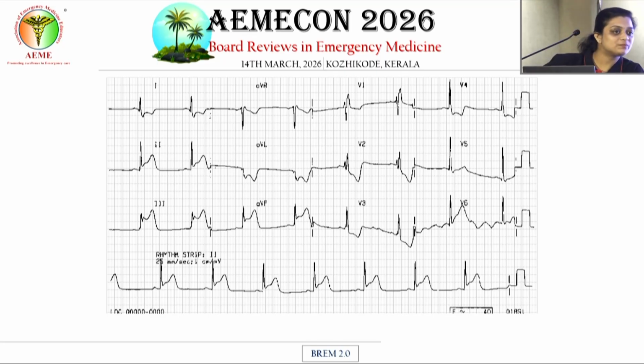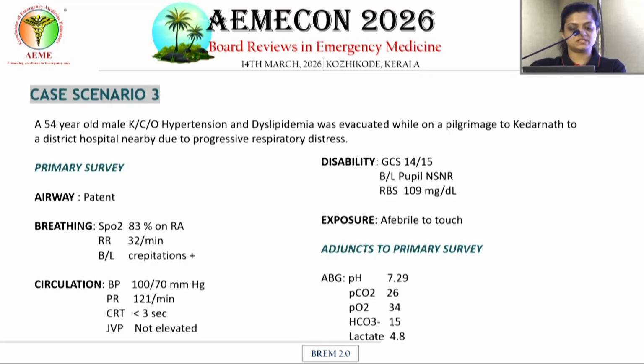The ST elevations are actually not global. You can see in 2, 3, aVF there are ST elevations, with reciprocal changes also present in V1, V2, V3. This patient is a 54-year-old male with risk factors for coronary artery disease, that is, hypertension and dyslipidemia. The only thing is that he had an ascent to Kedarnath.